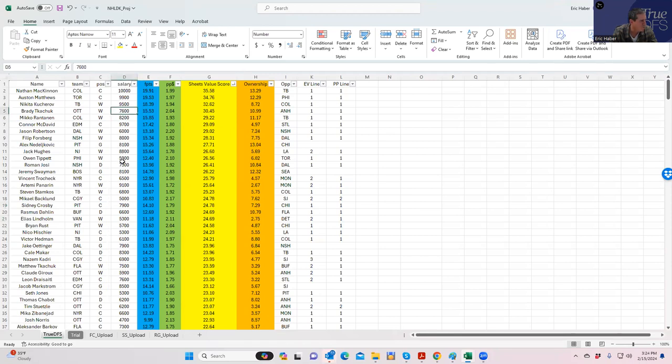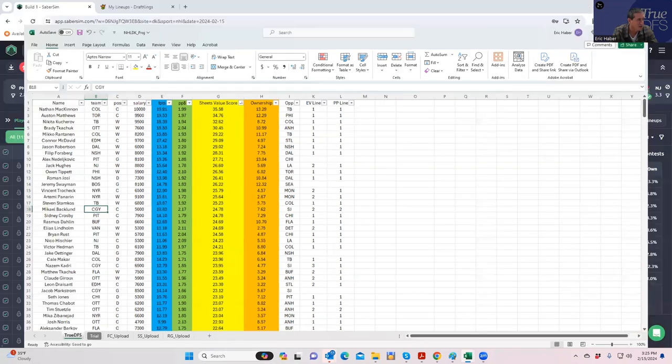Let me just see. Is there anything I could do hand building wise? I don't really see it. Maybe the Rangers? No, but even that, you have a $9,100 guy. So it's a tough hand built slate. So let's just go straight to SaberSim.